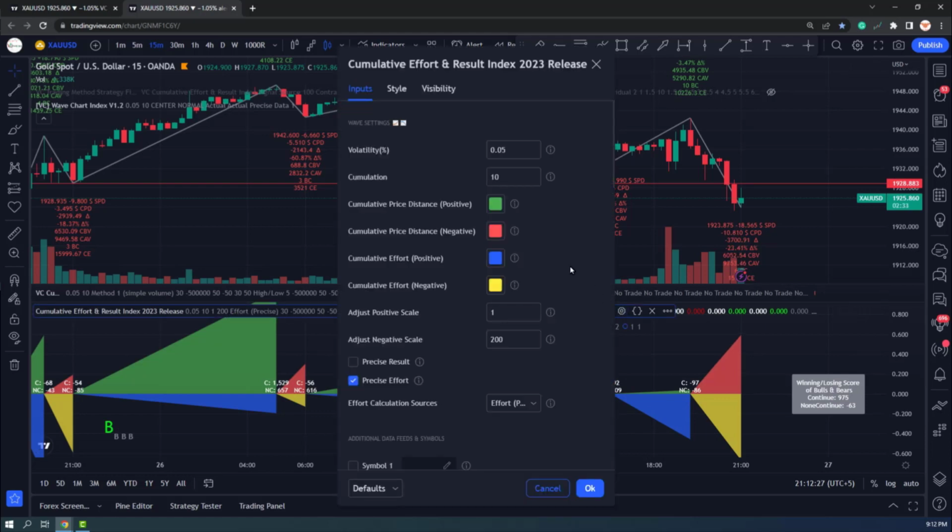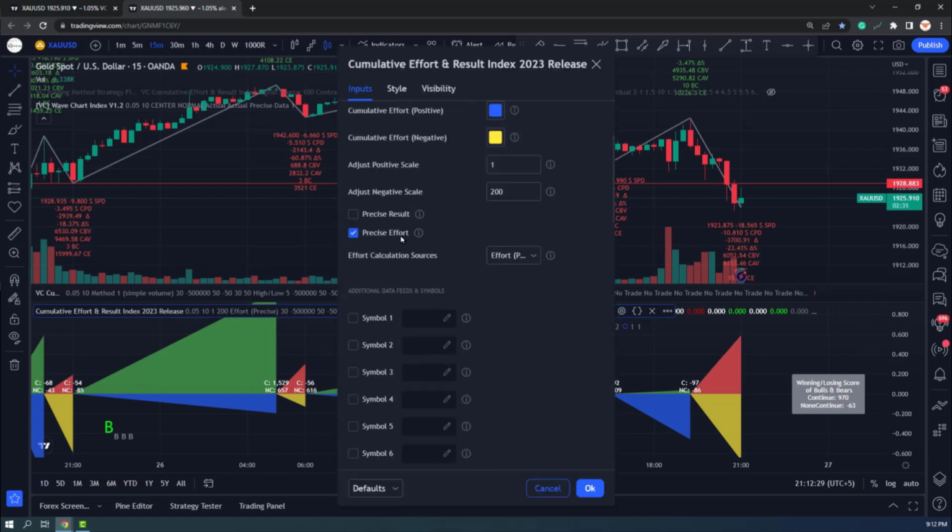Let's move further. Precise results and precise efforts. What it does is allow you to remove the extra noise and snags and gaps from the negative side of the histogram, and it is recommended to enable this input for more effective analysis and results. By default, this input is enabled.